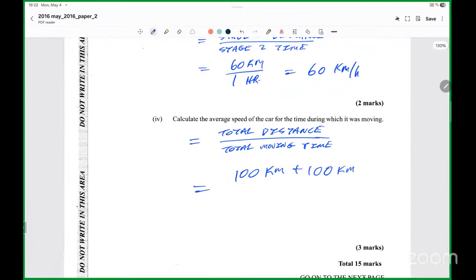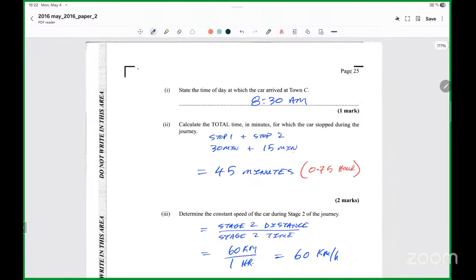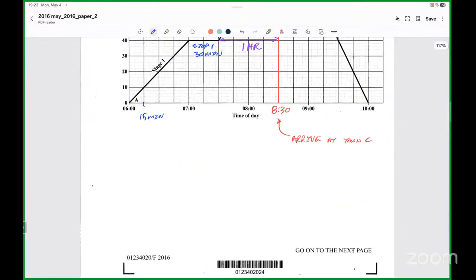100 kilometers away plus 100 kilometers back, divided by the total moving time. Total moving time is the total time minus the 45 minutes it stopped for. How long is the total time? 4 hours, isn't it? And it stopped for 45 minutes, which is 3/4 of an hour. So the total moving time, let's write it down there.